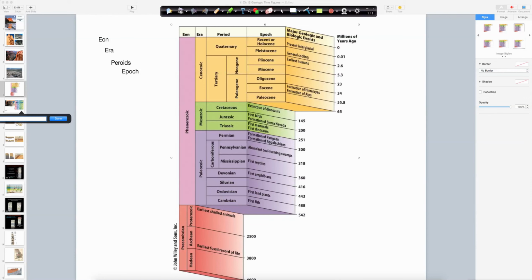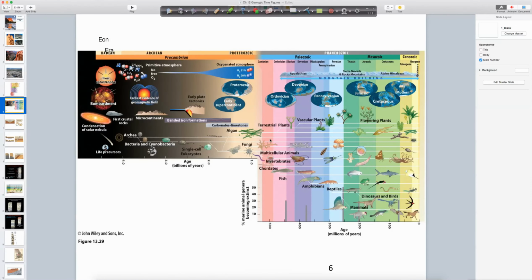There's also another really good figure in Chapter 13, figure 13.29, which we're not really going to go over, major events in geologic time. If you're interested, I recommend reading Chapter 13. It's a great chapter. We just don't have time.